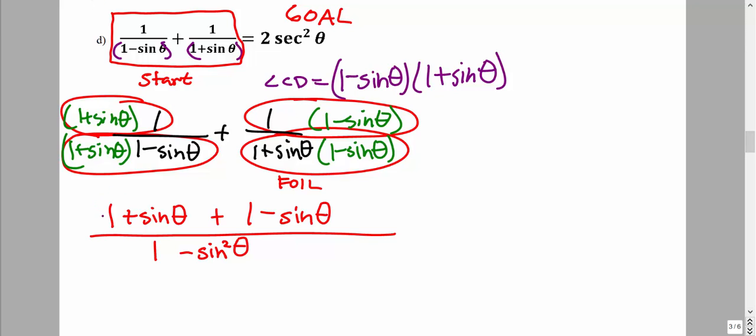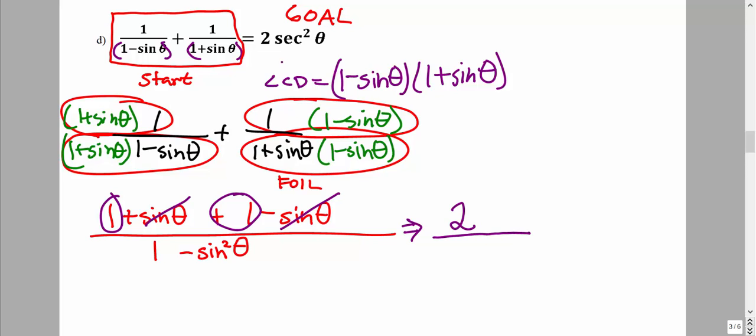Now, we can combine like terms at the top of this one single fraction. So let's come down. We see that I get 1 plus 1. Those are like terms, so I can combine those to get 2. And then sine theta minus sine theta, well, those are going to end up canceling each other out. So I end up with just 2 at the top of my fraction.